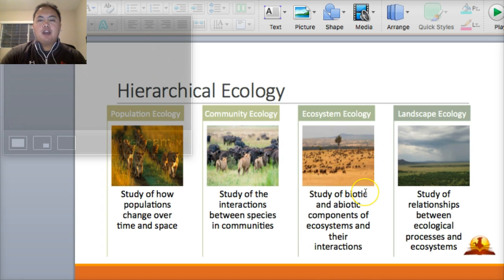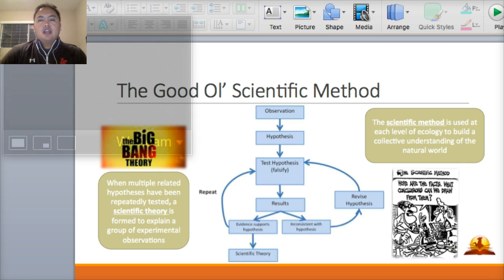Ecosystem ecology is the study of biotic and abiotic components of ecosystems. And then landscape ecology is the relationship between ecological processes and ecosystems. And then the science section jumps into a description of the scientific method, which again, since you all are mostly seniors and juniors, and some sophomores, you should know the scientific method very well.